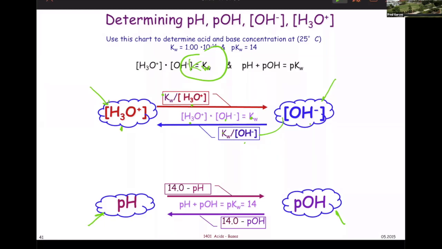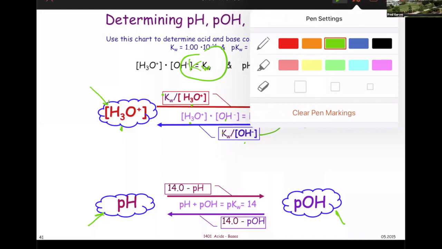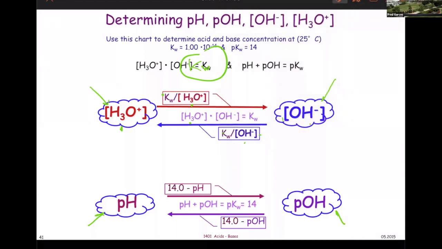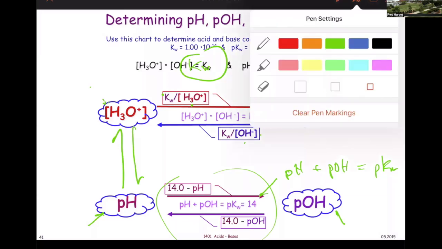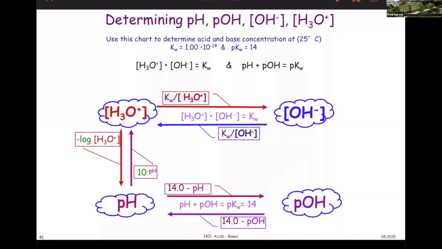So basically, you have a relationship here that gives you hydronium and hydroxide. You also have a relationship here in which the pH plus the pOH equals pKw. Okay, that's what you see right here. Now, how do you go from here to here? That's your log function. That's your power function. Let me clear this real quick. And that's what you see right there.